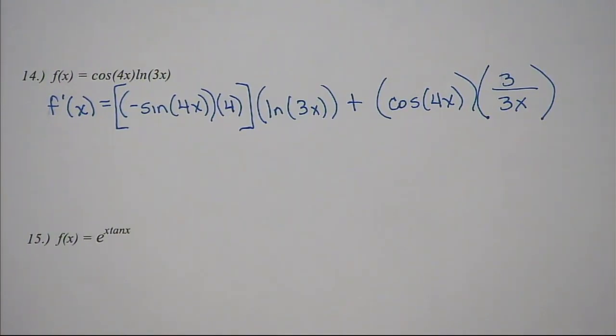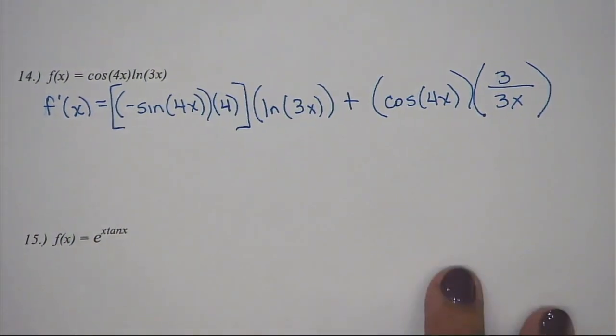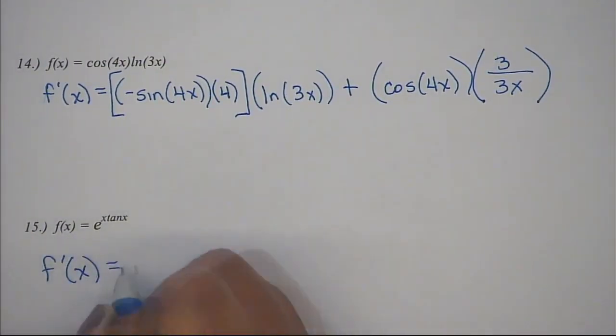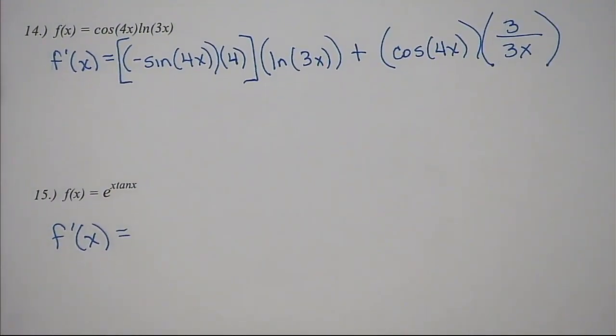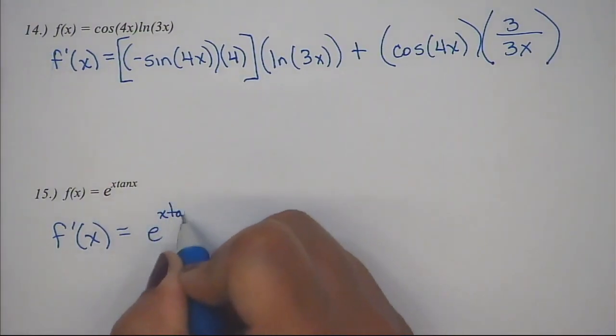All right, 15 is just e to a function, but look at the function. The function is a product, x times the tangent of x. Okay, so we got to do a product rule when we do the derivative of that exponent. All right, so the derivative of e to the anything is e to the anything. Always start with that.